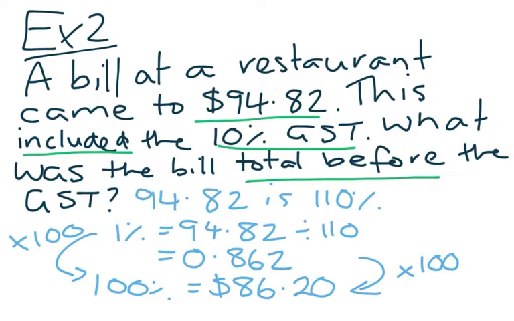Okay, remember, you can actually do this in your head. You just move the decimal point 2 places to the right when we're multiplying by 100. So what we've just worked out is that before they added the GST, so that's the tax that we have in Australia, the bill total was actually only $86.20. They had to add the 10% GST because that's what we have in Australia. So that's added on, and the actual bill that we would have to pay is $94.82.